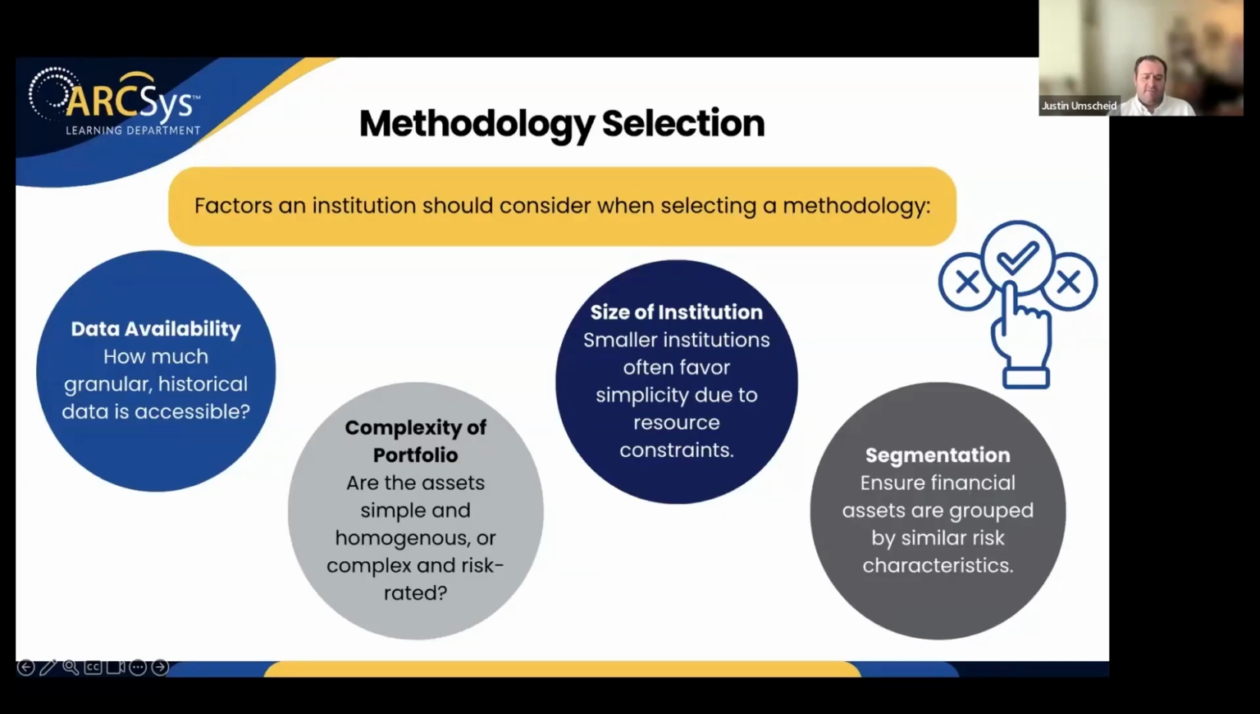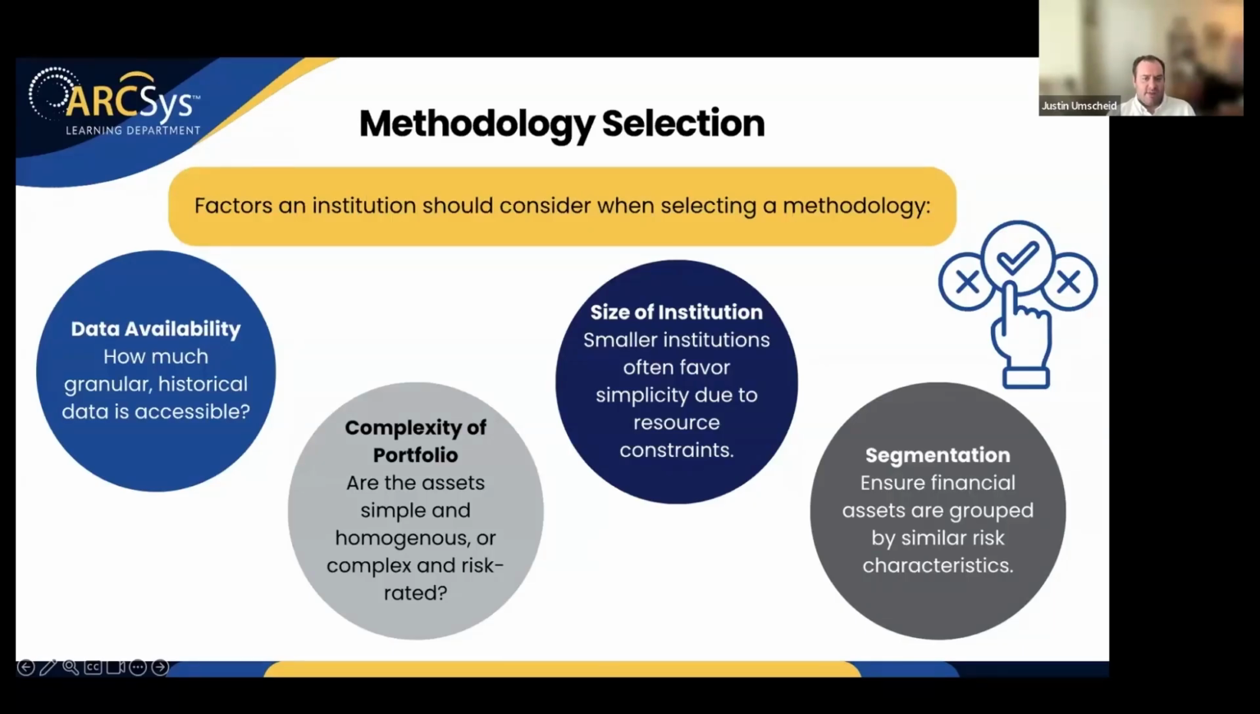And summary detail can limit which models you can ultimately use as you start to make those choices. So again, that key distinction: do I have loan level detail going back in time, or do I have summary level detail, or do I have a mixture of both? And we'll talk through how to assess what data you have and which models may work best.